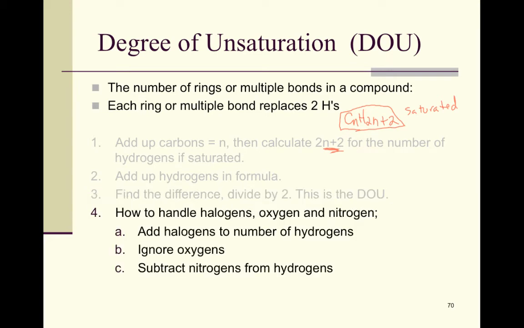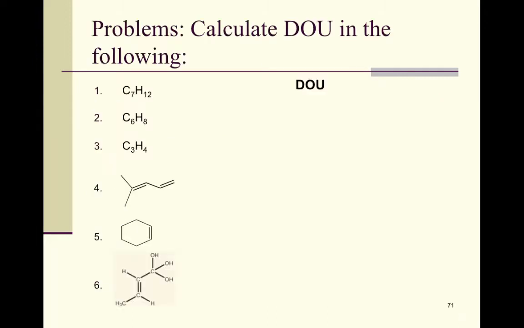How you handle it when you have an organic compound that has halogen, oxygen, and nitrogen: you add halogens to the number of hydrogens you had in your formula. You completely ignore oxygen. It doesn't really play any part in the degrees of unsaturation. And you subtract nitrogens from hydrogens in your formula. Remember, the CnH2n plus 2 to find the saturation is your key point, and you compare that to the formula you're looking at. Calculate the degrees of unsaturation in the following.